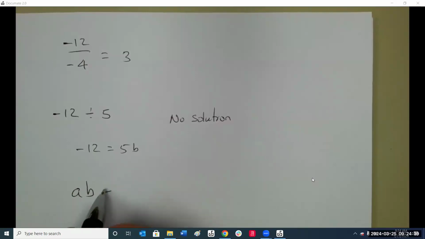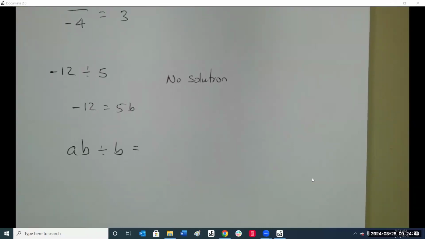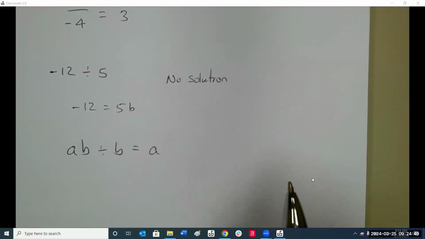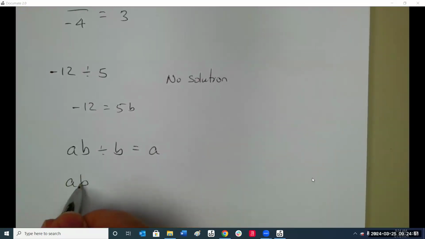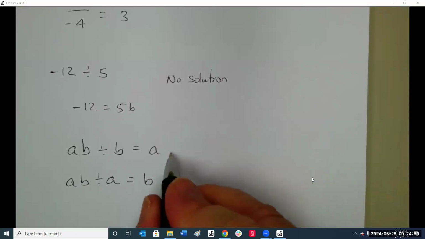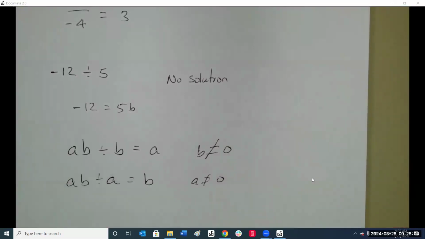A times B divided by B. A times B divided by A. So this one, B cannot equal 0 and A cannot equal, you can't divide. So, and there you have it. That's that whole section. And the last part is what I have to do with greater than, less than. We've talked about that already.